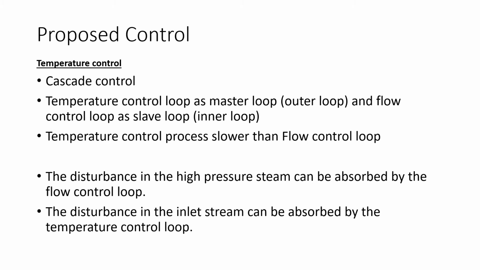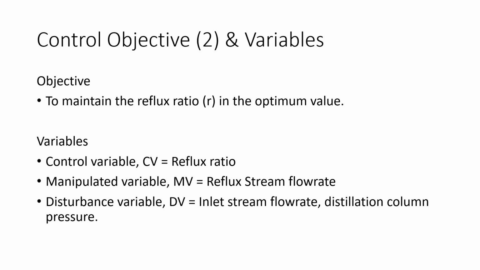In this case, the master loop will be the temperature control loop, and the flow rate control loop will be the slave loop. This is because the temperature control process is relatively slower compared to the flow rate control process in the high pressure steam inlet. Through the use of this cascade control, the disturbance in the high pressure steam and the inlet stream can be absorbed. The second control objective is to maintain the reflux ratio at the optimum value.